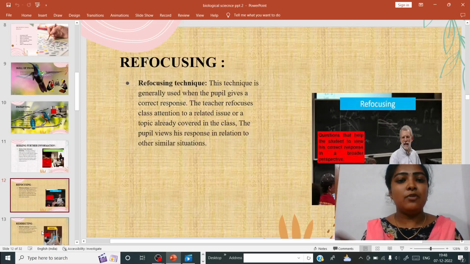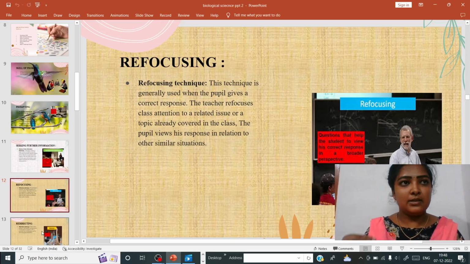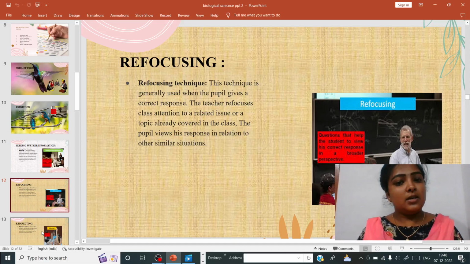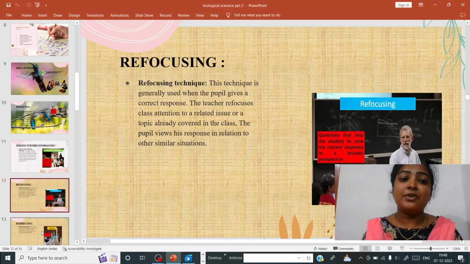After that, the refocusing technique. Refocusing is when, as a teacher, we question a particular student and the student answers correctly, and the teacher refocuses the class attention on related issues to the topic we have already seen in the classes. That is called refocusing.